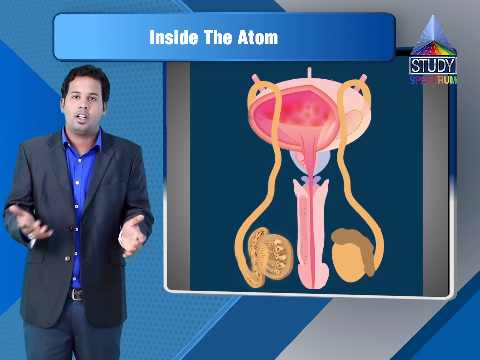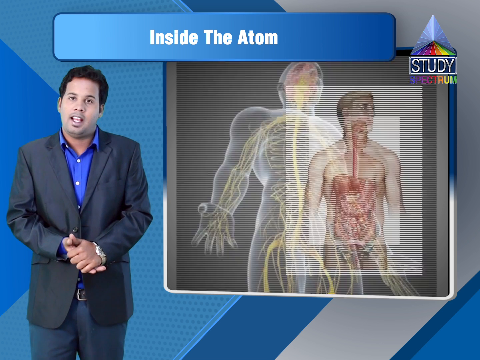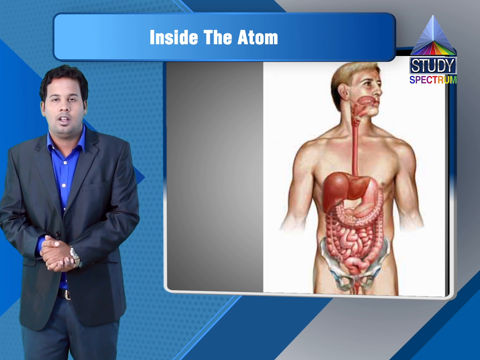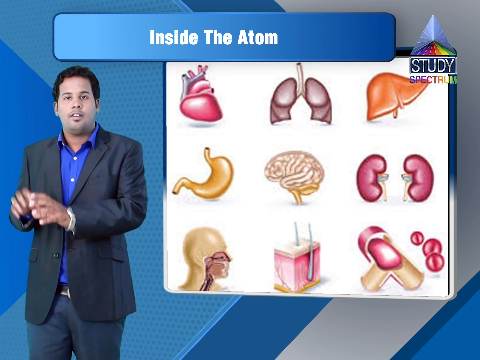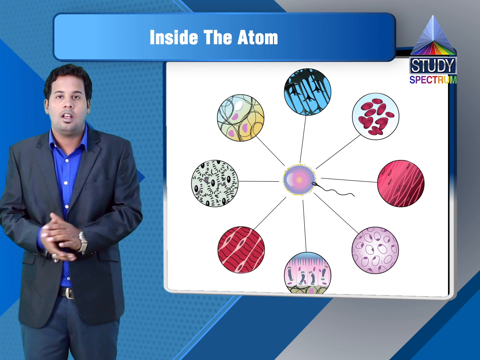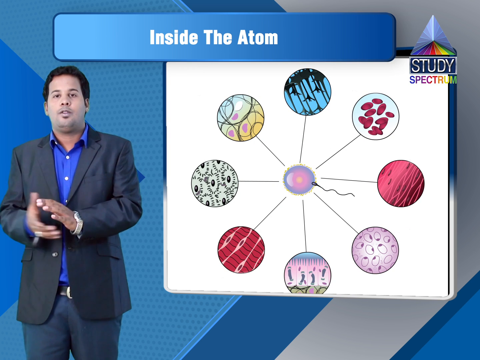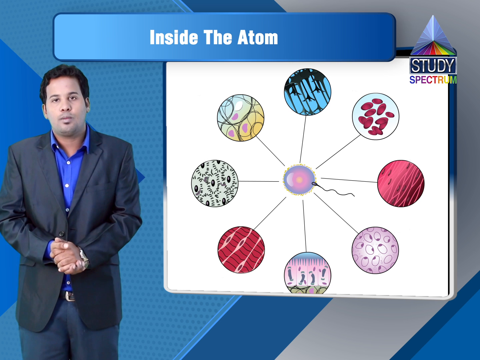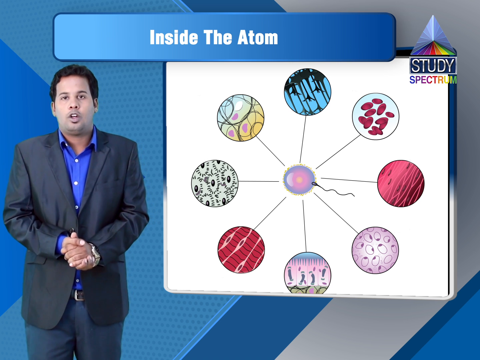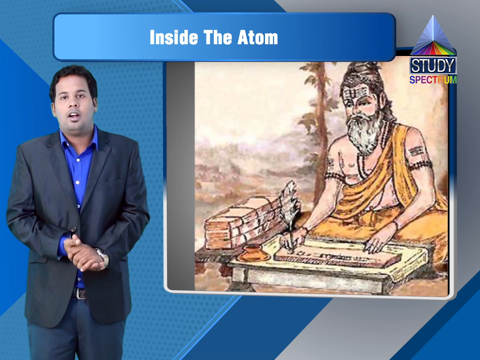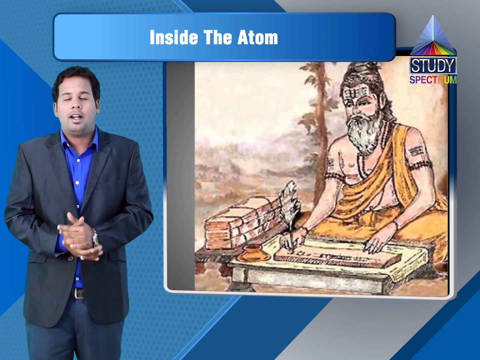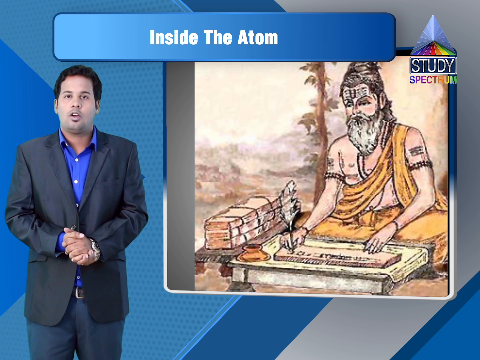For example, the reproductive system, nervous system, digestive system, and systems contain different organs. Different organs contain different tissues, and different tissues contain different cells. So in biology, you will come to know cells are the smallest part of our human body. In the same way, for the very first time, Rishi Kanad, in the 6th century BC, said matter is made up of very tiny particles called Parmanu.